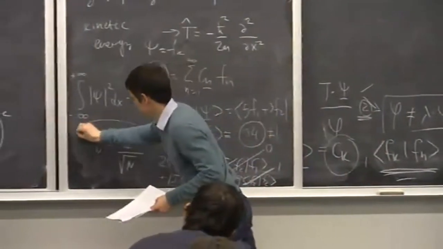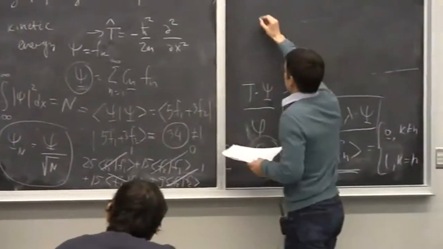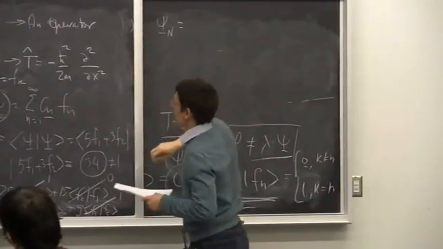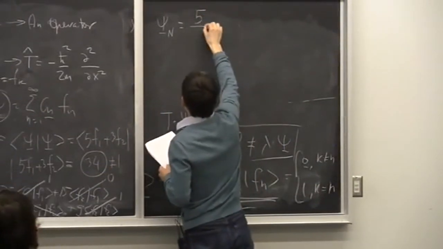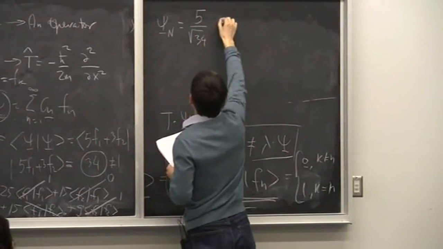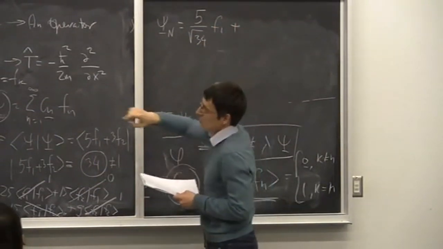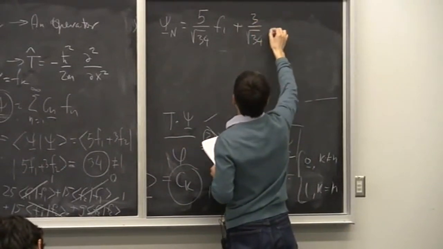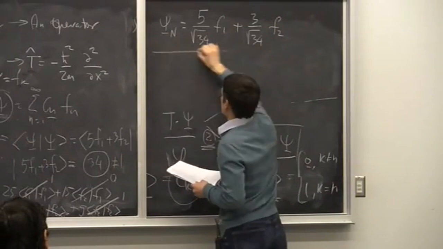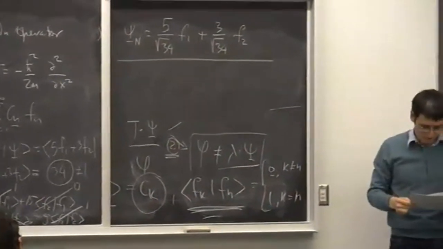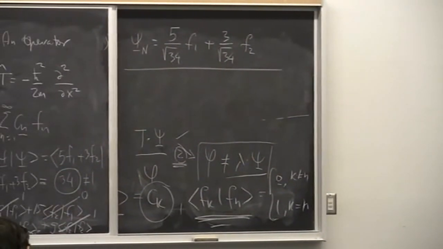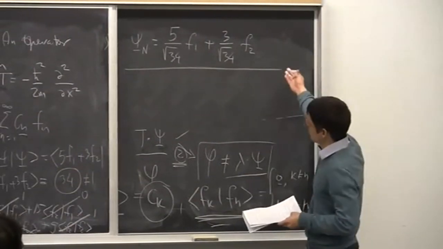So doing this is easy. All we do is take the expansion: 5 divided by the square root of 34 times f1, plus 3 divided by the square root of 34 times f2. And this is our function now. Okay, so the function is ready.